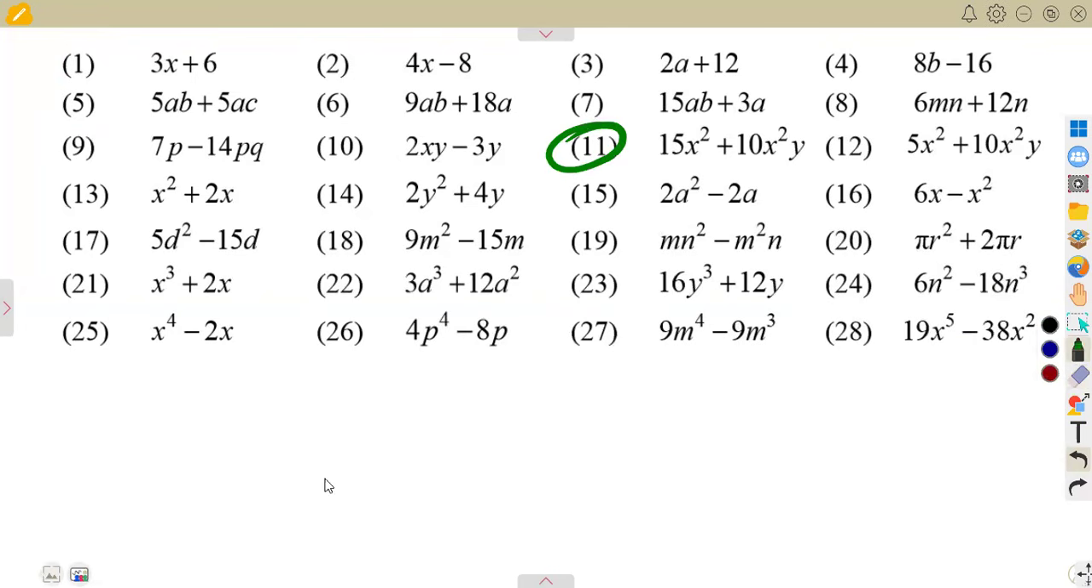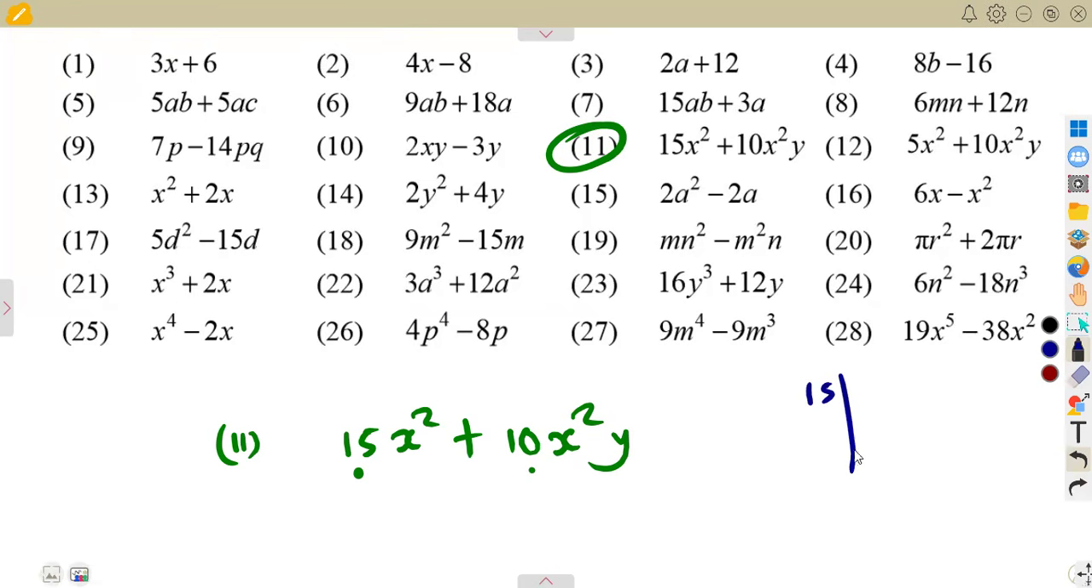Let us see number 11. On number 11, we are given 15x squared plus 10x squared y. Let's check the numbers and the letters. Between the numbers, there's 15 and 10. What is the highest common factor between 15 and 10? Like I said, if you've forgotten, do that thing. 15 as a product of its prime factors: the first prime number you're going to use is 3. 15 divided by 3 is 5, and 5 divided by 5 is 1. Then you've got 10. The smaller prime number is 2. 10 divided by 2 is 5. We cannot use 2 again, so you use 5. 5 divided by 5 is 1.